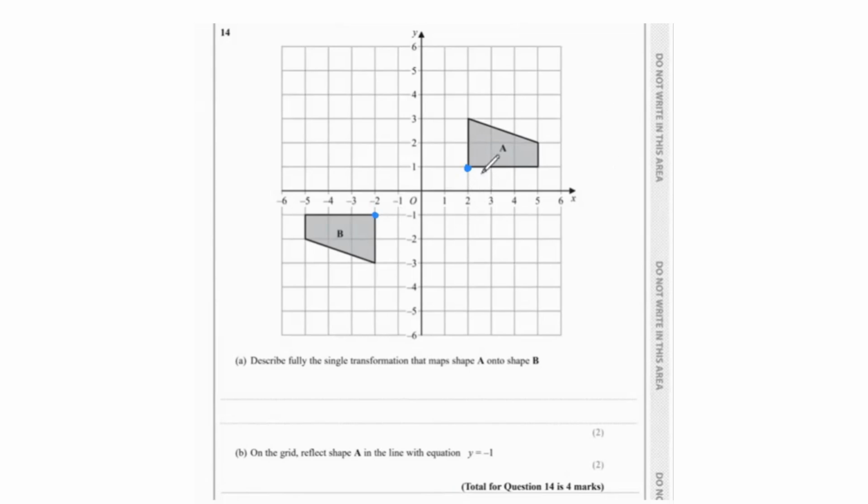A reflection would have meant that the direction is opposite for the shape. For this, imagine if you're rotating it 90 degrees, it's going to look like this. And then again, 90 is going to look like this. So that's why it's a 180 degrees rotation about the origin.